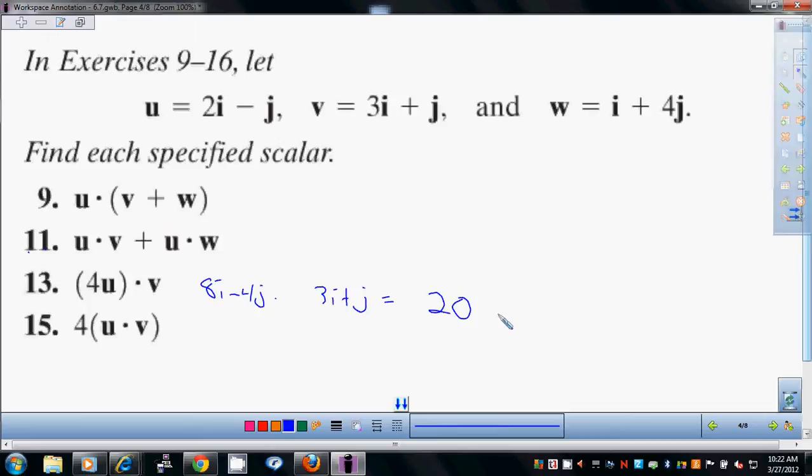Is there another one somebody wants to see? Yes. Find the final number. Something else somebody wants to see? 11. U dot V, well, that's 2 times 3 is 6. Negative 1 plus 1 is negative 1. 6 minus 1 is 5. Plus U dot W, 2 times 1 is 2. Negative 1 times 4 is negative 4. 2 minus 4 is negative 2. So 5 plus negative 2 equals 3.